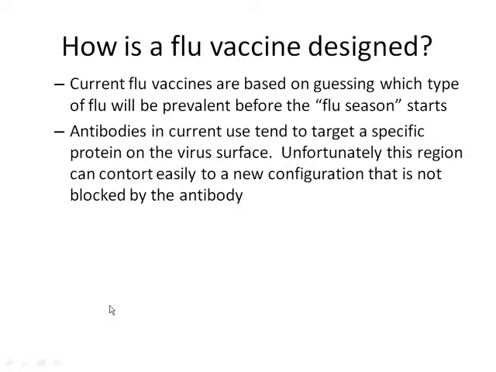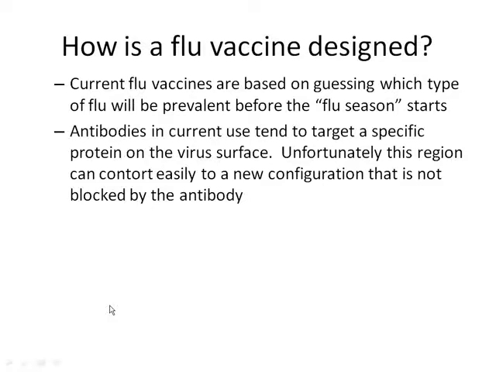What's interesting about this is that the region the antibody is targeting, the antibody being essentially your immune system's defense against this, can easily contort to a new configuration that's not blocked by the antibody. So it's a moving target.